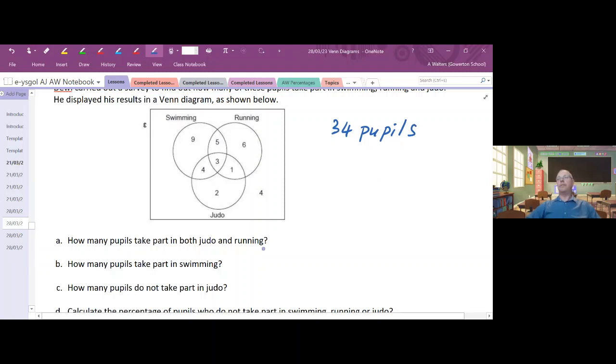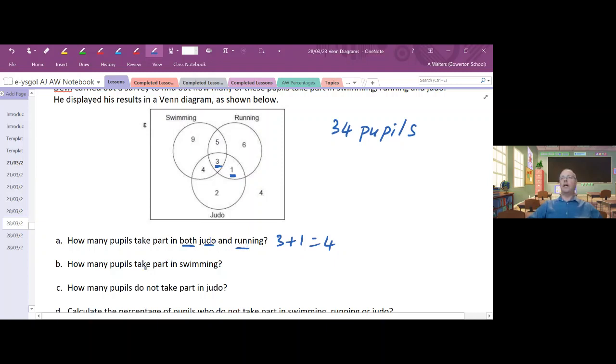Okay, let's have a look at these. The first question, how many pupils take part in both judo and running? Okay, so judo is there, running is there, both judo and running is that 3 and that 1. Okay, it's the intersection of the judo and the running. Yes, these 3 people also do swimming, but the question is asking how many people take part in both judo and running. They haven't said exclusively or only judo and running, they just said both judo and running. So it's a case of adding 3 and 1. 4 people take part in judo and running.